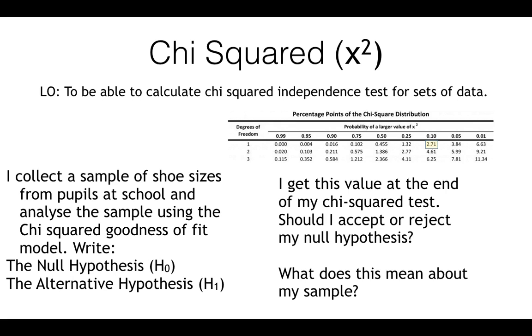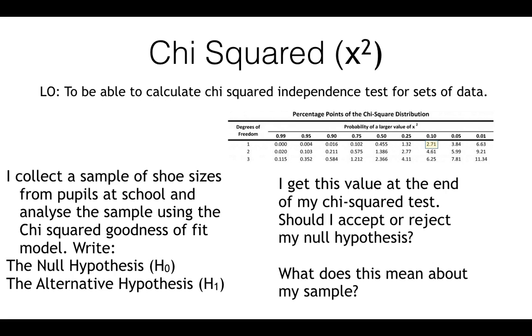But before we move on, I want us to have a little bit more practice with this null hypothesis and alternative hypothesis thing. So imagine I go out and I collect a sample of shoe sizes from all the pupils in the school. So I've taken a sample of the whole population. And I'm going to analyse it using the chi-squared goodness of fit model, the one that you've been doing for the last few days. So I'm going to look at it and use the chi-squared goodness of fit to decide whether my sample fits with the expected for the population, whether my sample represents what you'd expect from the whole population.